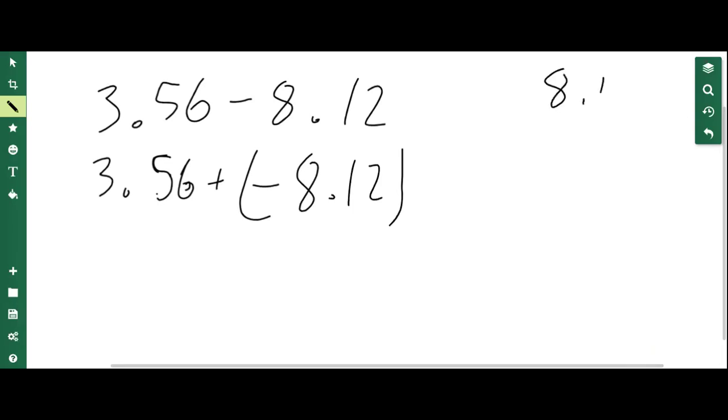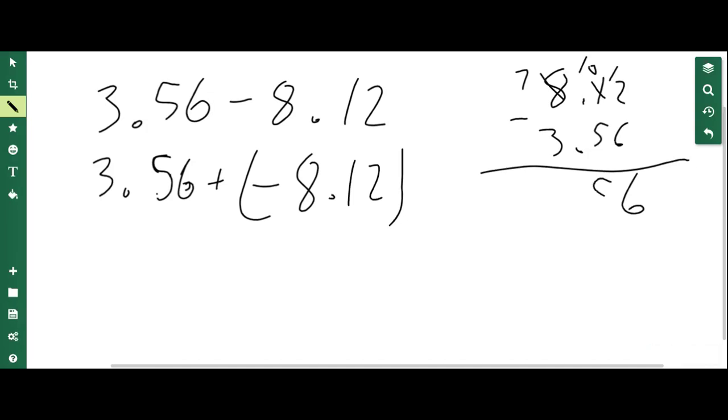What is 8.12 minus 3.56, right? How we've been doing it all our lives. We can't do 2 minus 6, right? So we have to borrow. What is 12 minus 6? Well, that's 6. You can't do 0 minus 5, so we have to borrow from the 8. This becomes 7. That becomes a 10. 10 minus 5 is 5. We bring down that decimal point. It stays the same. And what is 7 minus 3? That is 4, right?